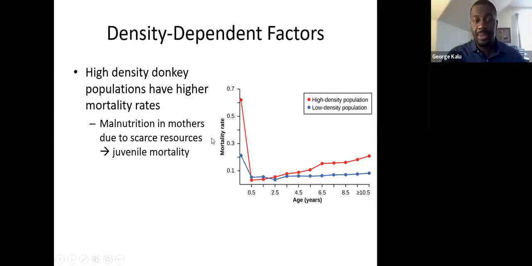One of the things they saw was that in donkey mothers, there's a lot of malnutrition in the high density populations because, again, they weren't able to access those resources. They weren't able to get as much food. That also led to juvenile mortality, because they were not able to get as much nutrition from the mothers. So mortality rate increased in mothers and in juveniles in these high density donkey populations.